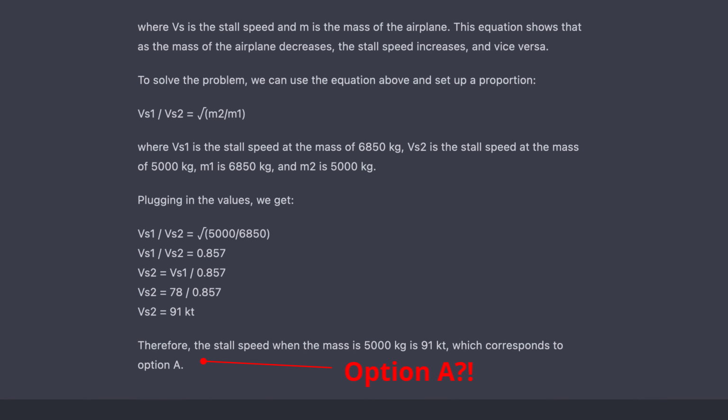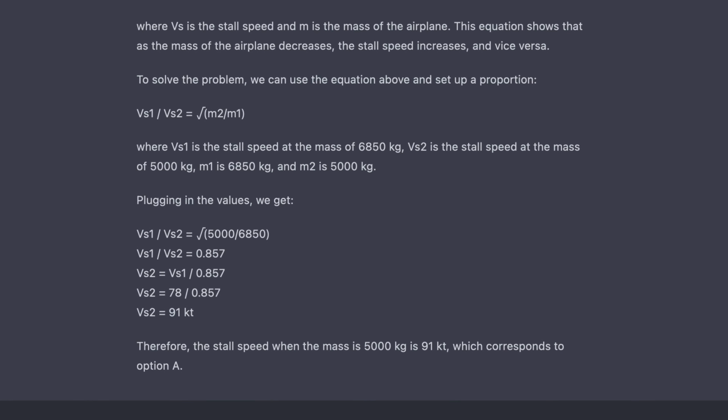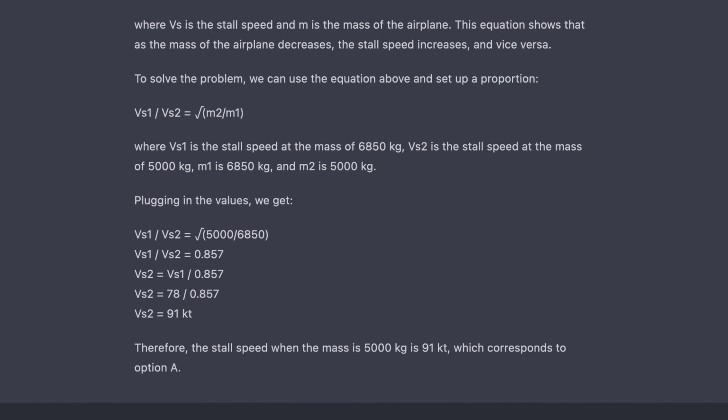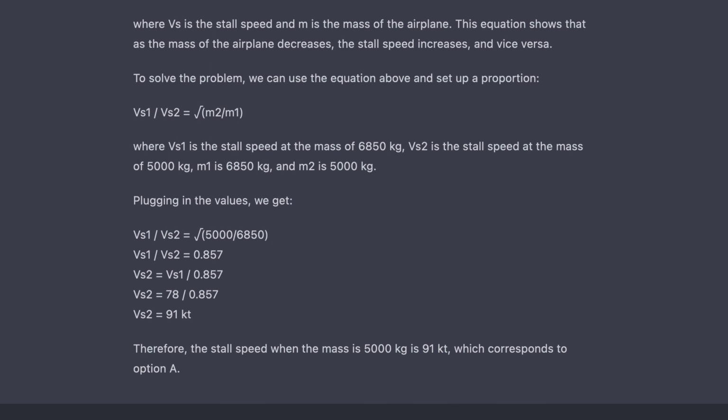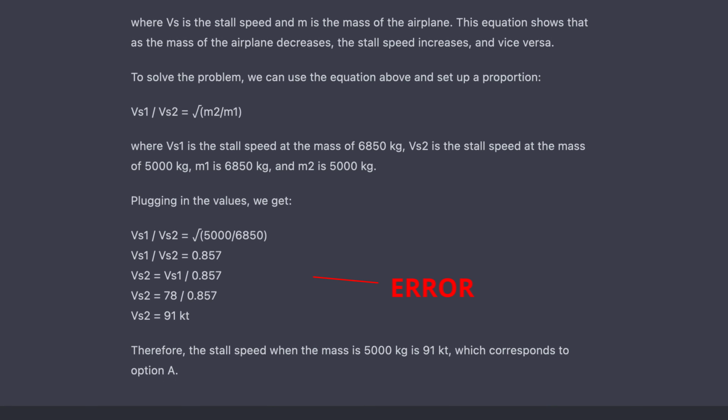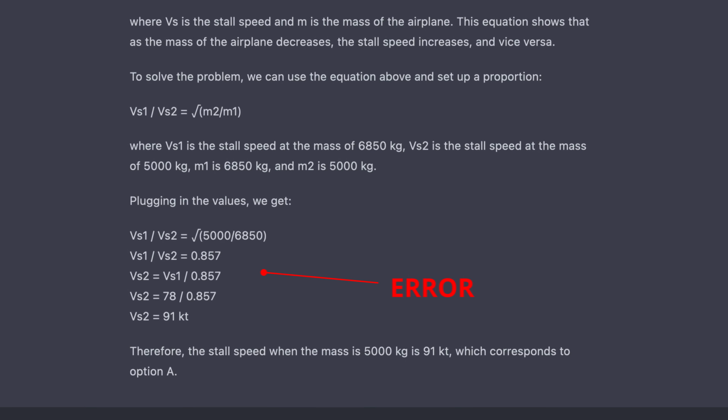It got it wrong? But it got it right the first time. This is take 2. I didn't like... What? How did you get it wrong? It's made a simple math error here.